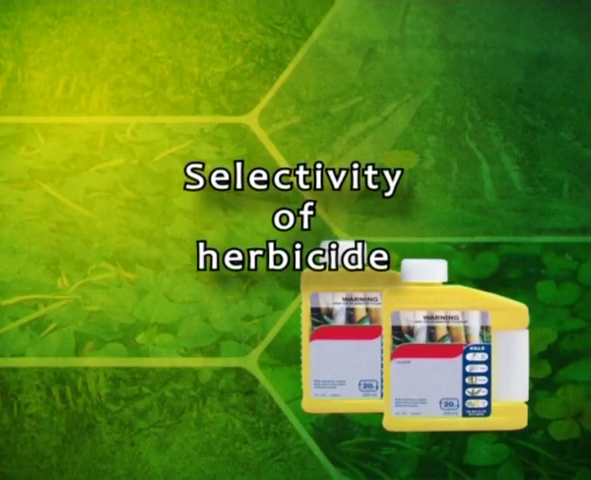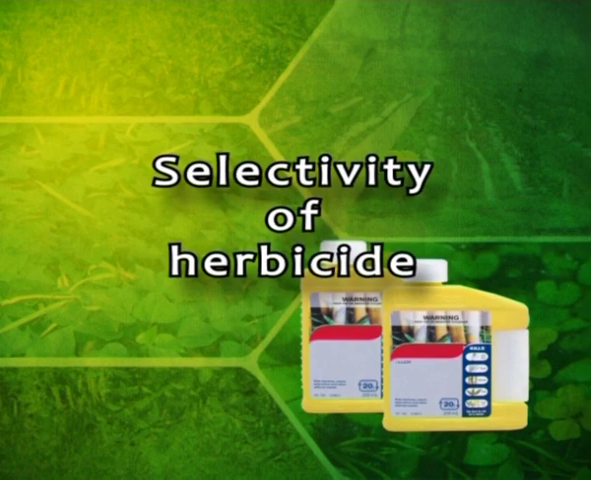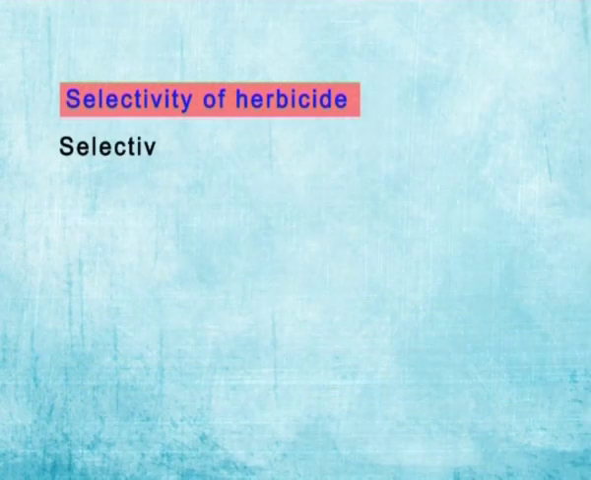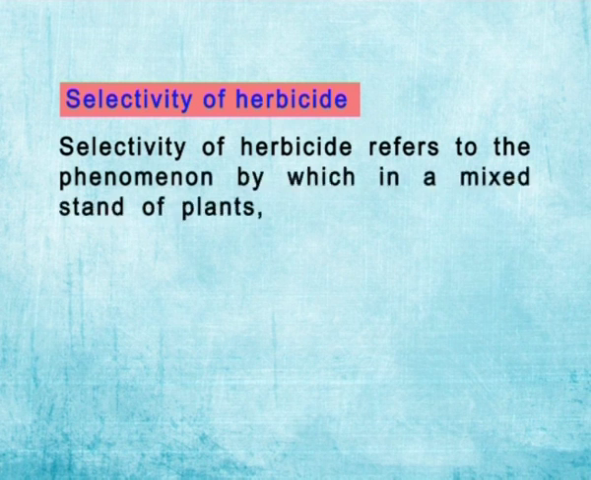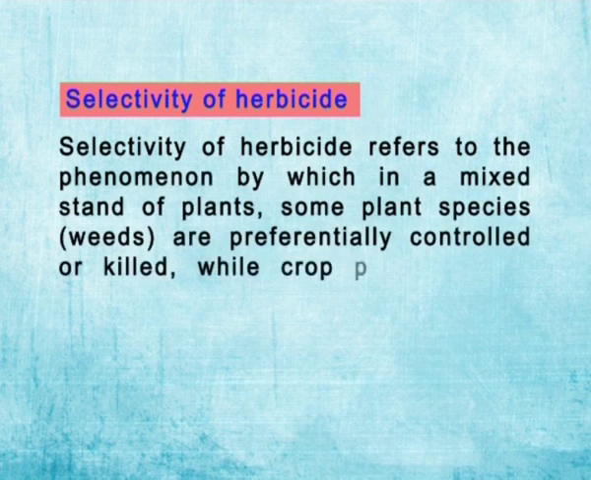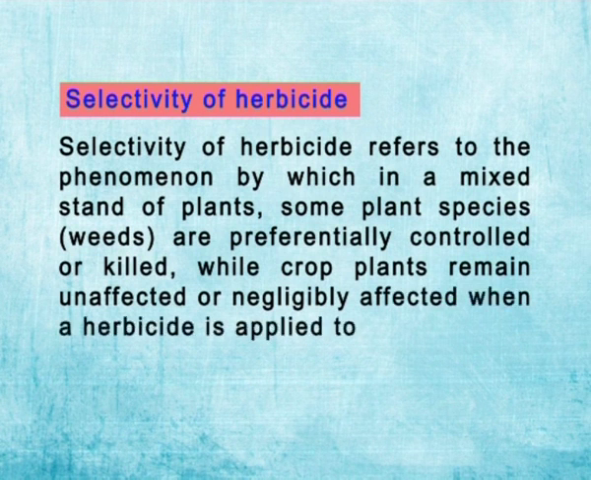Let's now discuss the selectivity of herbicide. Selectivity of herbicide refers to the phenomenon by which, in a mixed stand of plants, some plant species, especially weeds, are preferentially controlled or killed, while crop plants remain unaffected or negligibly affected when a herbicide is applied to them. It is an important factor towards weed control through herbicides and crop safety.